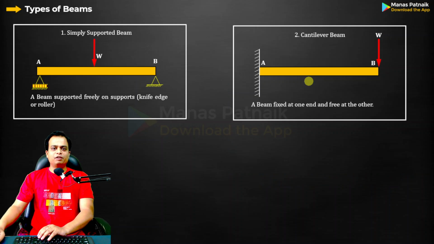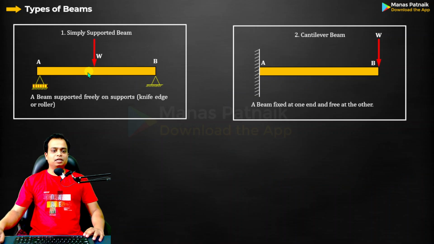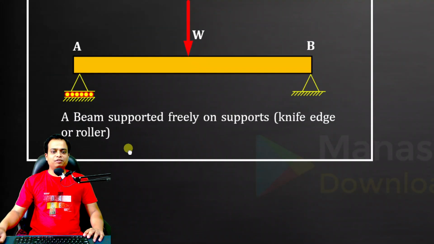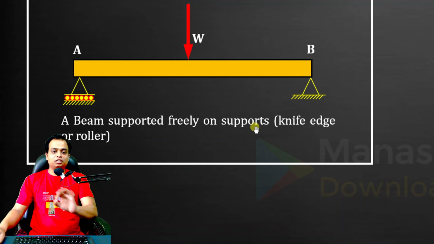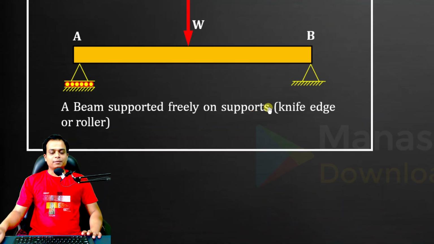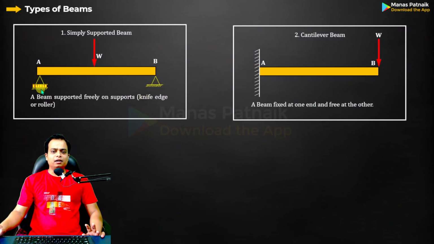Secondly, let me just brief you through the different types of beams. We kick off with a simply supported beam, a beam which is freely supported on supports. The supports could be a knife edge or a roller. In a simply supported beam, you'll see a knife edge and a roller.